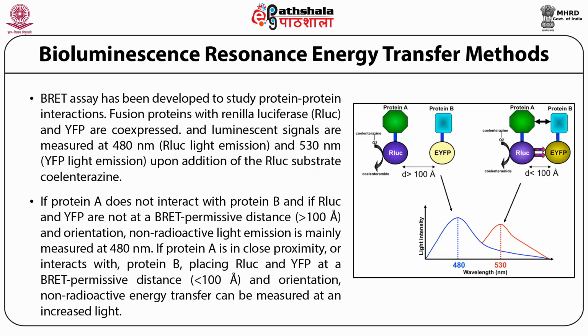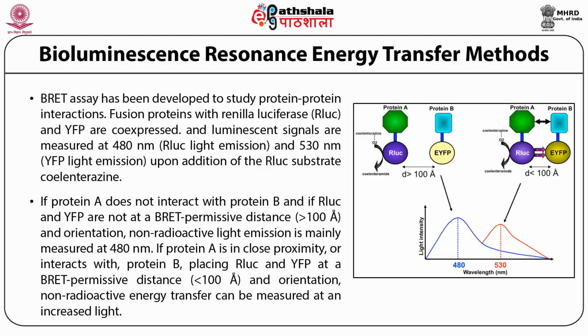If A protein does not interact with B protein, and if renilla luciferase and yellow fluorescent protein are not at a BRET permissive distance and orientation, non-radiative light emission is mainly measured at 480 nanometer. However, if A protein is in close proximity to or interacts with protein B, placing renilla luciferase and yellow fluorescent protein at a BRET permissive distance of less than 100 angstrom and orientation, non-radiative energy transfer can be measured as an increased light.